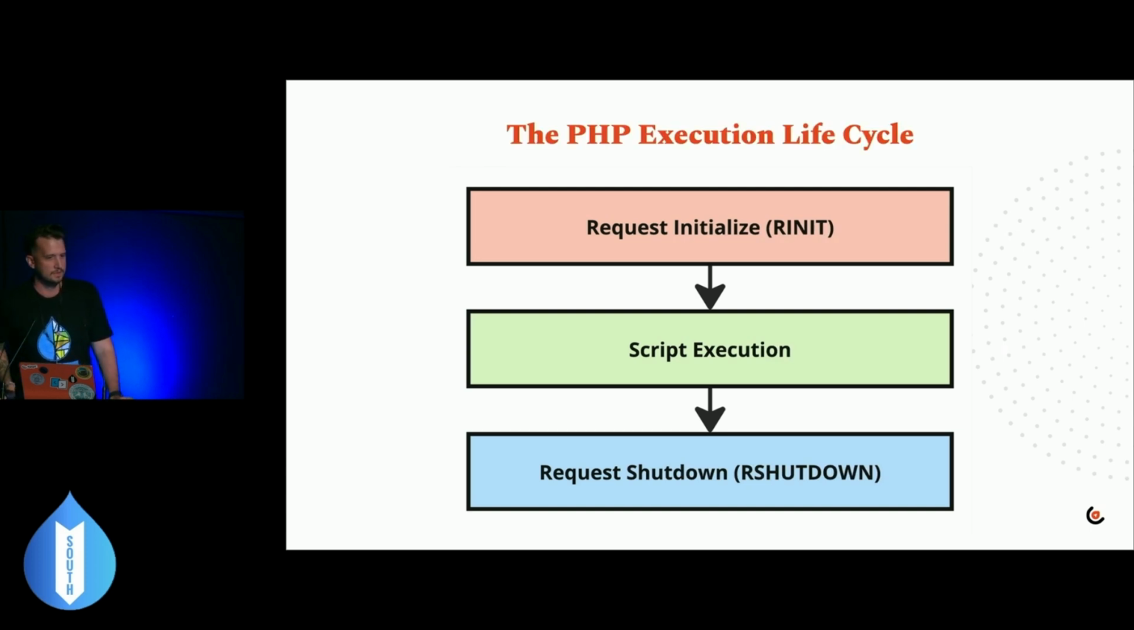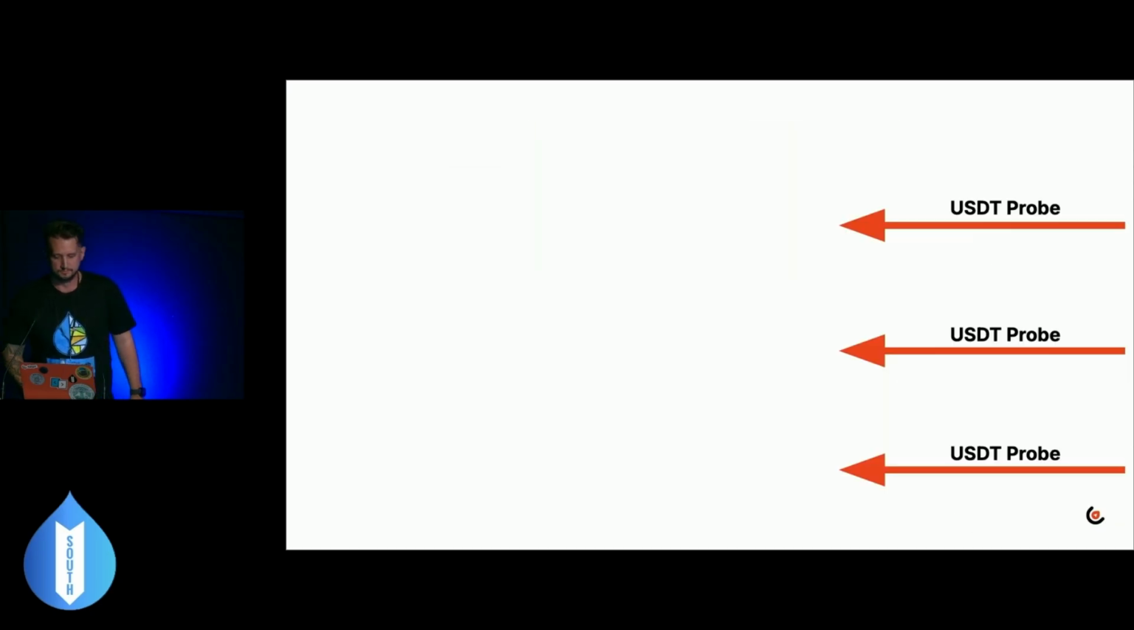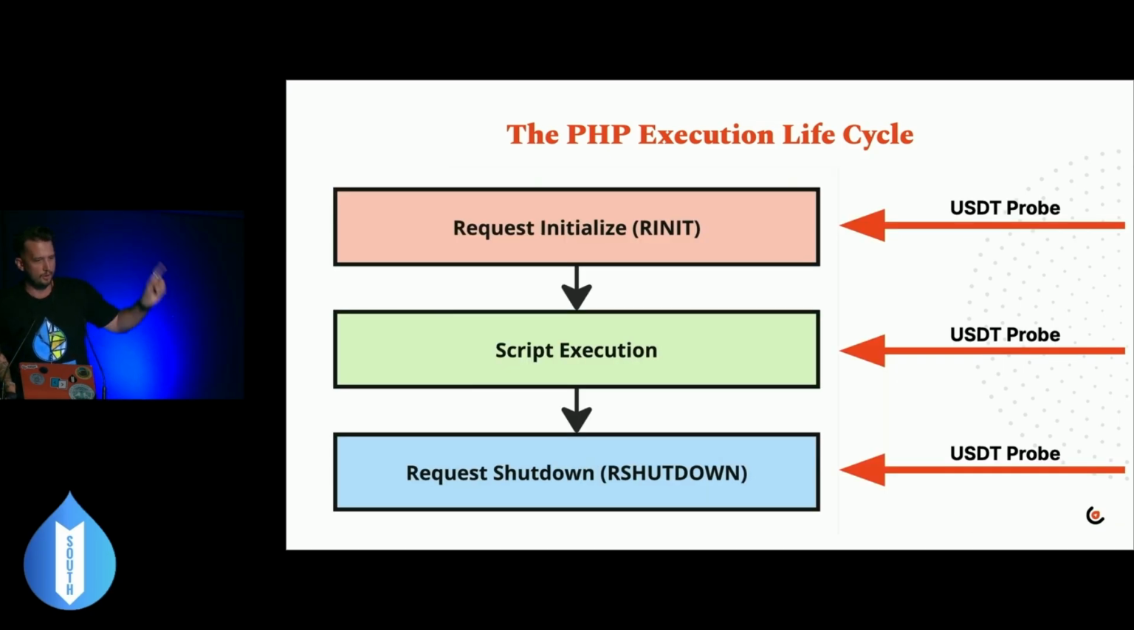So we've got these probe points. And then if we look at PHP, this is the life cycle of a request. We go through an initialization phase, we then execute the PHP code itself, and then the request shuts down. And I wanted probes for each one of these. So then we can define when the request started, all the work that was done in the middle, and when it shut down.